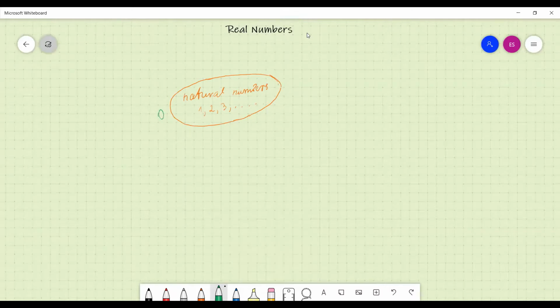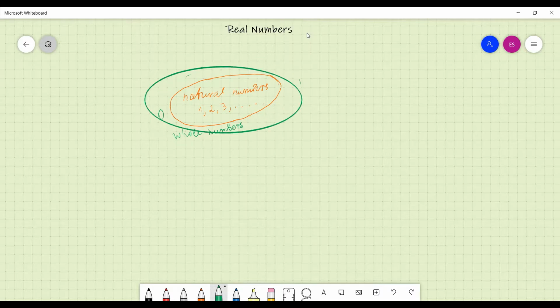0. I'm going to label them whole numbers. And that's going to make a bigger set, a little bit bigger, by one number actually.